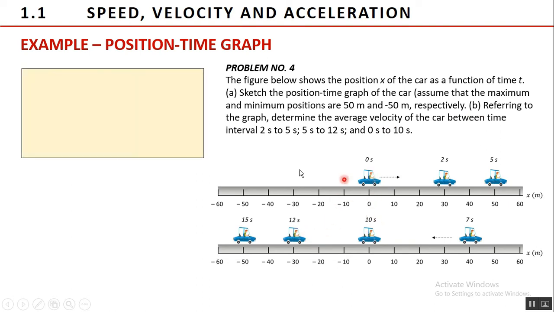So again, according to the problem statement, we are going to draw a position time graph and find the average velocity at each time interval listed below.